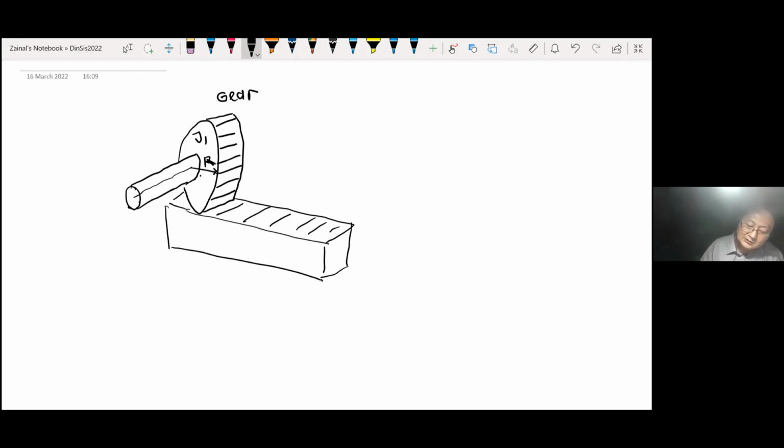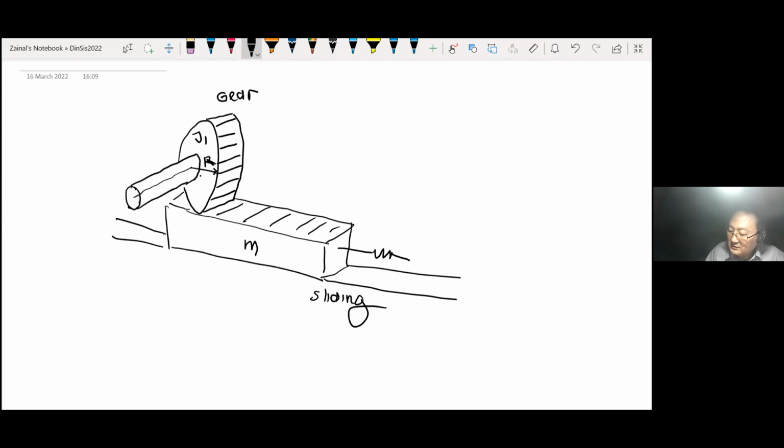I add something here. This one, the mass is M, and this one is sliding. If you want to, you can add a spring, this one K, this one M, and you apply here torque T.